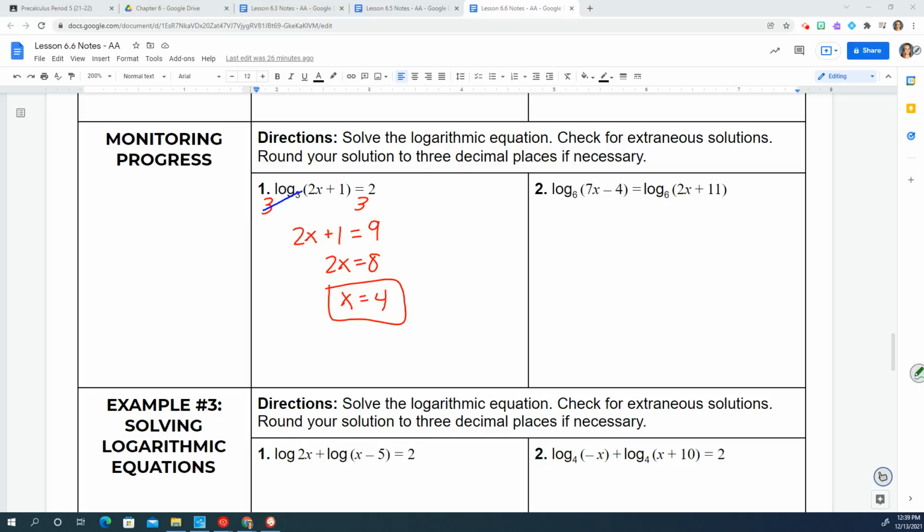So this one I have log base 6 on both sides, so I'm going to do 6 as my base, exponentiate both sides to get rid of that log.